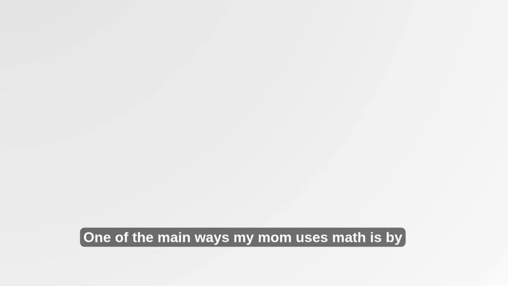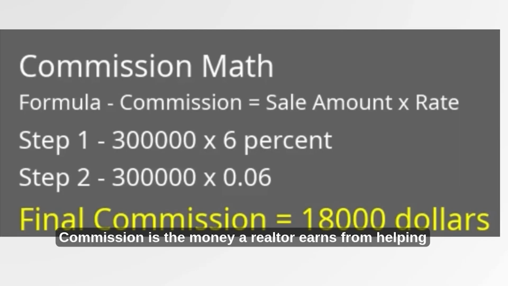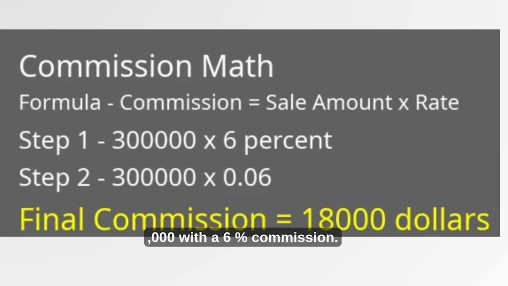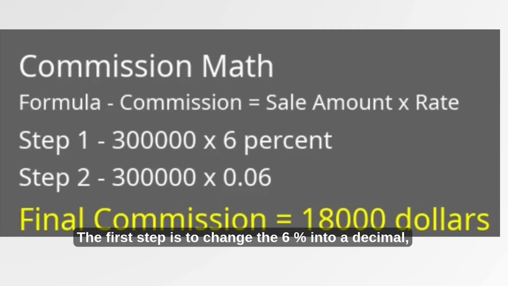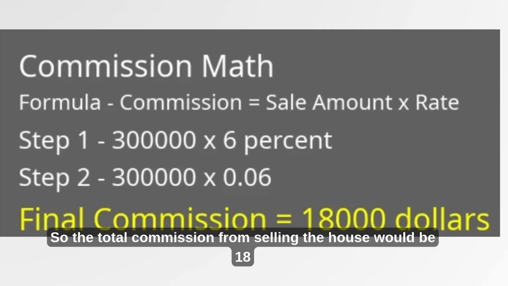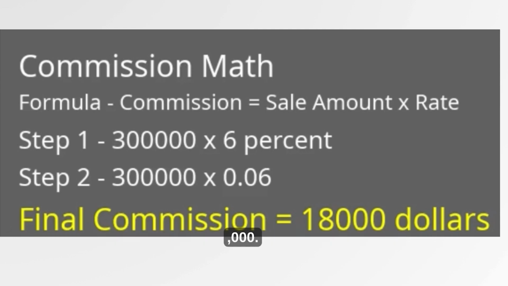One of the main ways my mom uses math is by calculating commission. Commission is the money a realtor earns from helping sell a house. This is usually based on a percentage of the sale price. For my example, I'm going to use a house that is sold for $300,000 with a 6% commission. The first step is to change the 6% into a decimal, so 6% becomes 0.06. Next, I multiply 300,000 times 0.06. That gives me 18,000. So the total commission from selling the house will be 18,000.